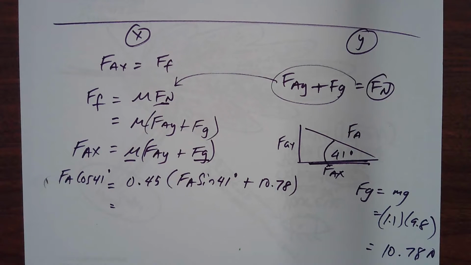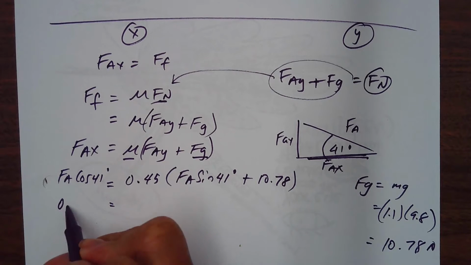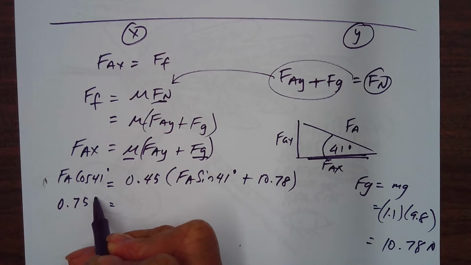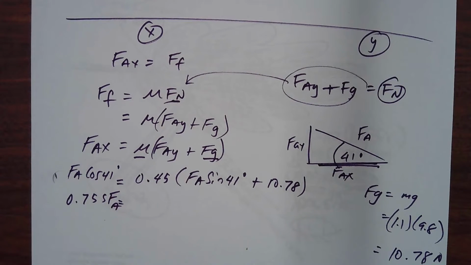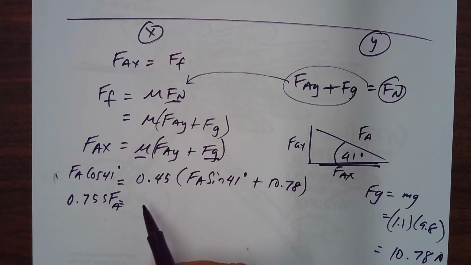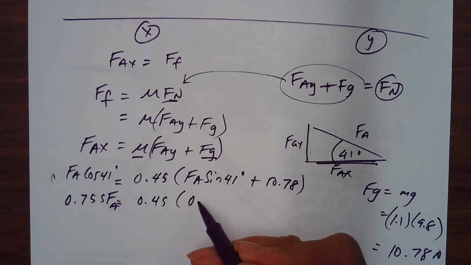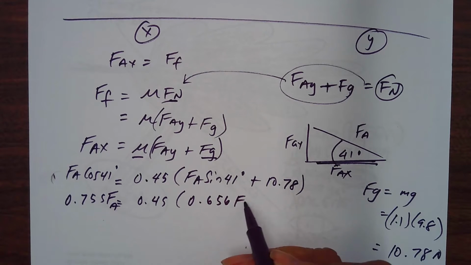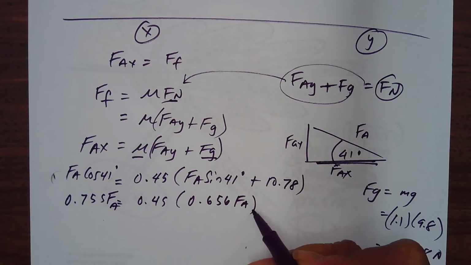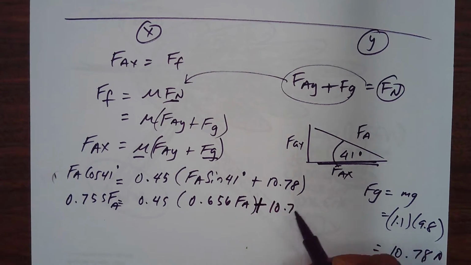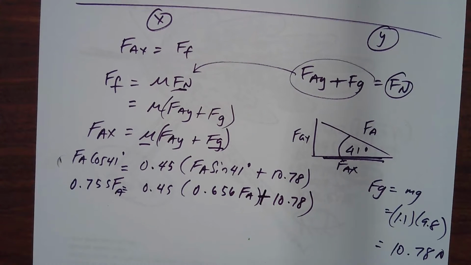Okay, let's put numbers here. Fa cos of 41. What is cos of 41? So this becomes 0.755 Fa equals, I'm gonna just actually do this one inside first. What is sine of 41? This is 0.656 Fa plus 10.78. Okay, what can you do next?